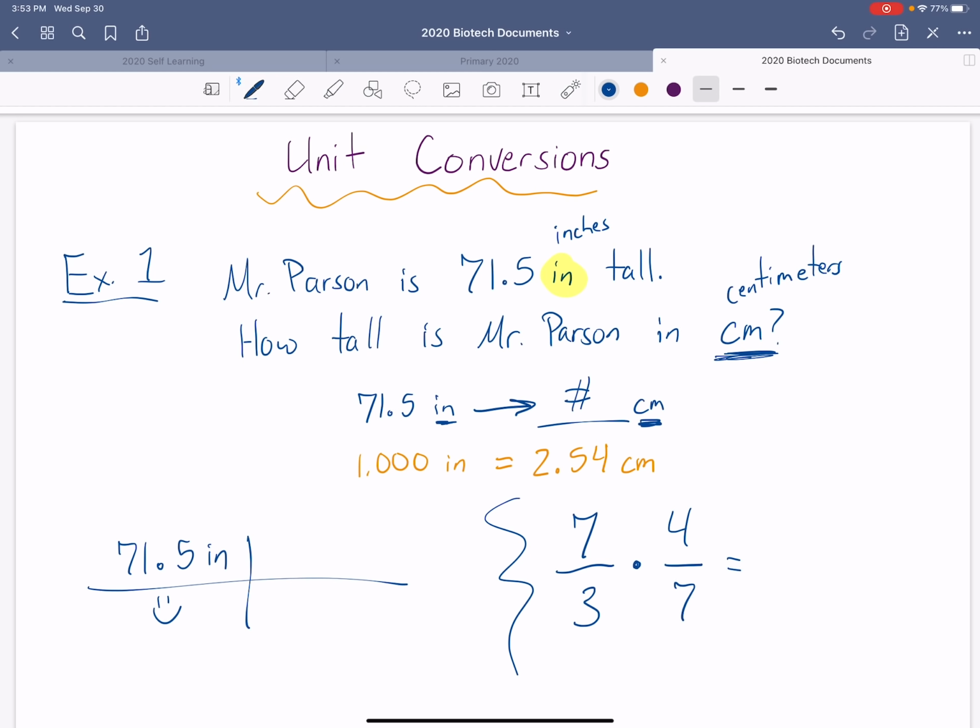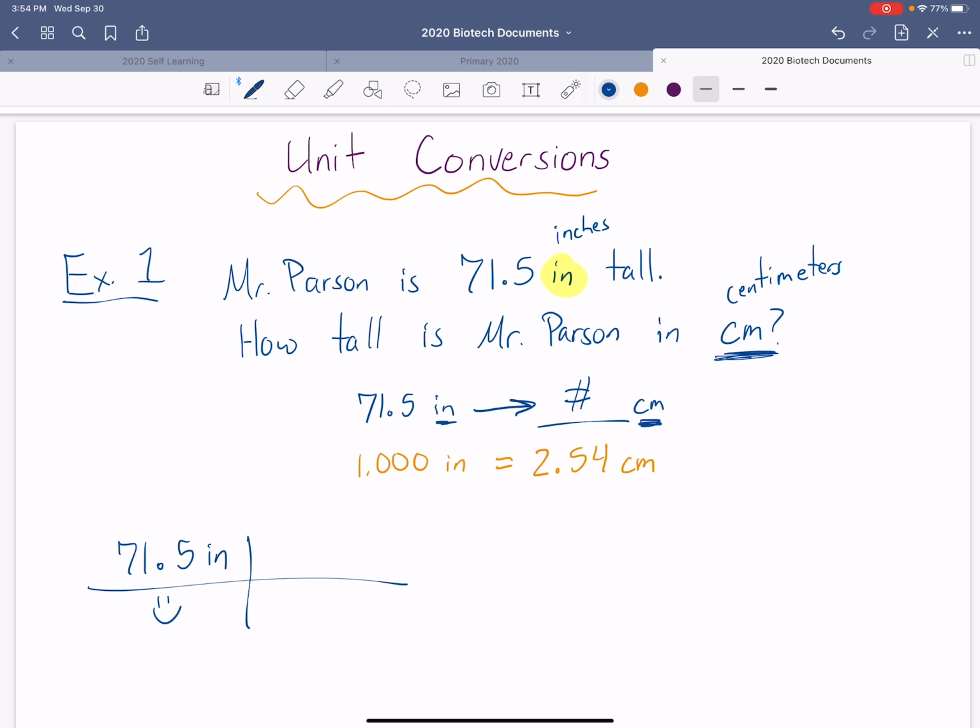very quickly is the 7 is being divided by this 7. So 7 divided by 7, they cancel out. This 7 gets canceled out by this one. So our very quick answer then would just be 4/3. So in that same kind of thinking in making things cancel out, we need to make sure that our inches cancel and we're only left with centimeters.